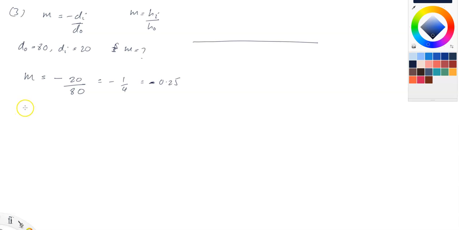What's the focal length? Just for our curiosity. 1 over 80 plus 1 over 20 equals 1 over f. 1 plus 4, 1 over f. F equals 80 over 5. 16 centimeters.